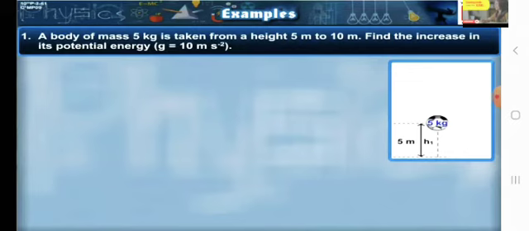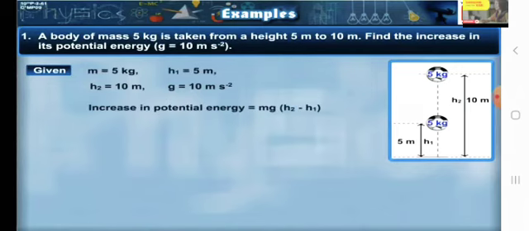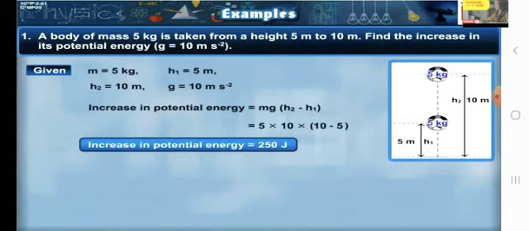Examples: 1. A body of mass 5 kg is taken from a height 5 meters to 10 meters. Find the increase in its potential energy. g is equal to 10 meter per second square. Given m is equal to 5 kg, h1 is equal to 5 meters, h2 is equal to 10 meters, g is equal to 10 meter per second square. Increase in potential energy is equal to mg into h2 minus h1. Let's substitute the values. It is equal to 5 into 10 into 10 minus 5, which equals 250 joules.